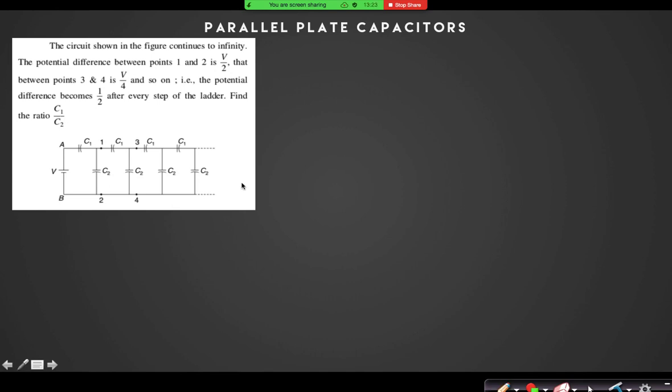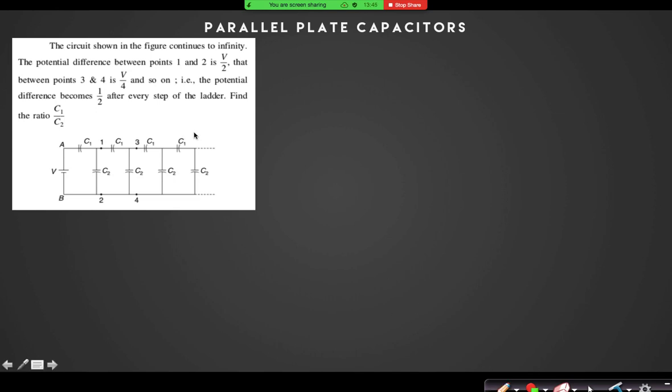Look, the question says that the circuit shown in the figure continues to infinity. The potential difference between 1 and 2 is V by 2, and that between 3 and 4 is V by 4 and so on. That is, the potential difference becomes half after every step of the ladder. Find the ratio C1 by C2.